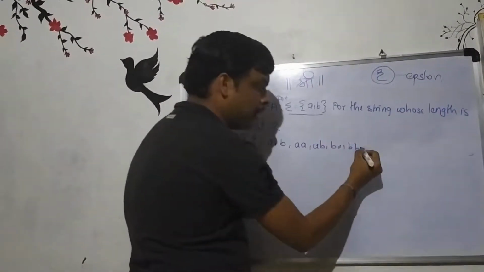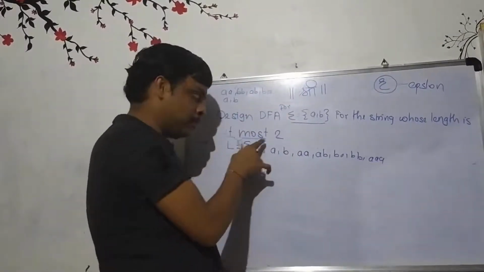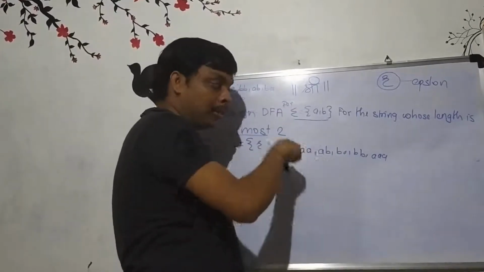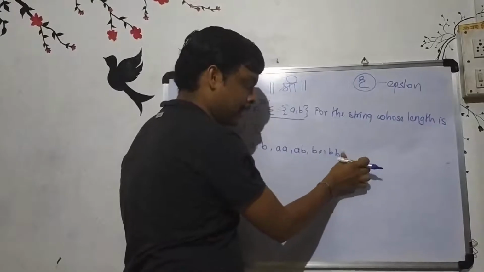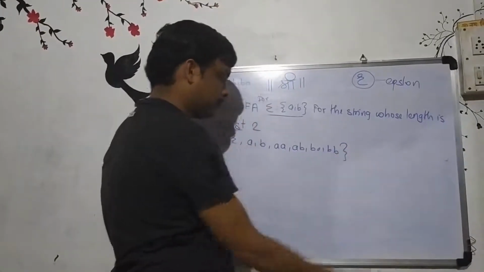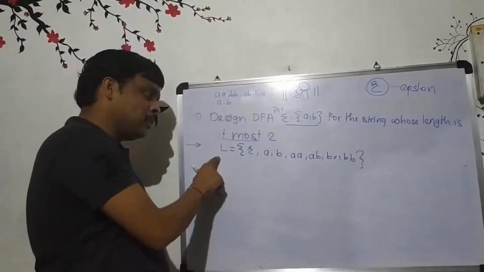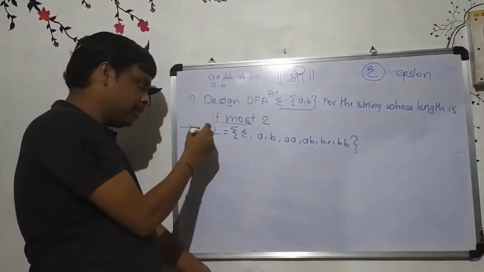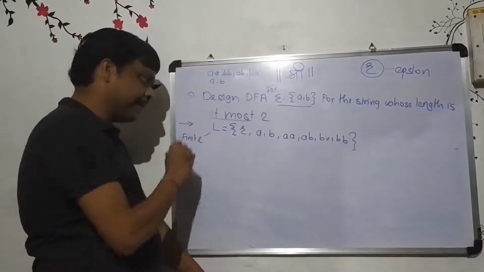Then if I take AAA, it has to be rejected, because at most 2 means maximum 2 only, not more than 2. So a string with length 3 we just cannot add in this. Now is this a finite language or an infinite language? This is a finite language.